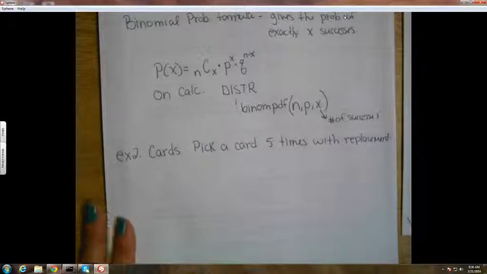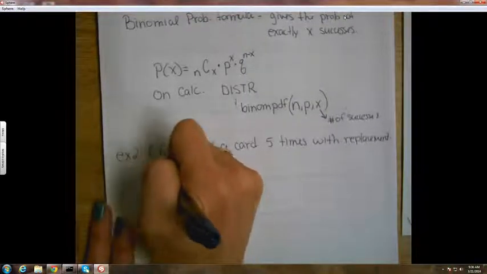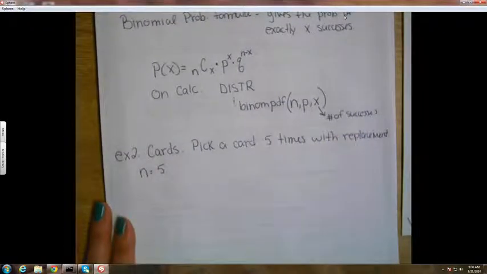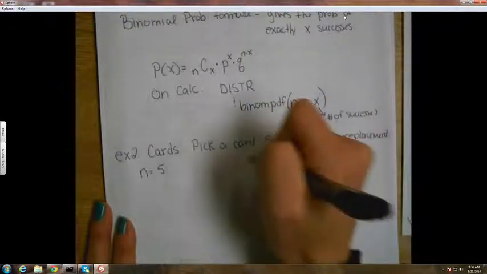So is this binomial? Does it meet the 3 things? First thing is, do I know exactly how many trials I'm doing? How many? 5 trials, picking a card 5 times. Is it success? Oh, I don't even know what the question is yet. We're looking at picking, getting a club. So if I'm looking at drawing out a club, is the probability of success the same on each trial? Yeah. So I'm going to write that down.